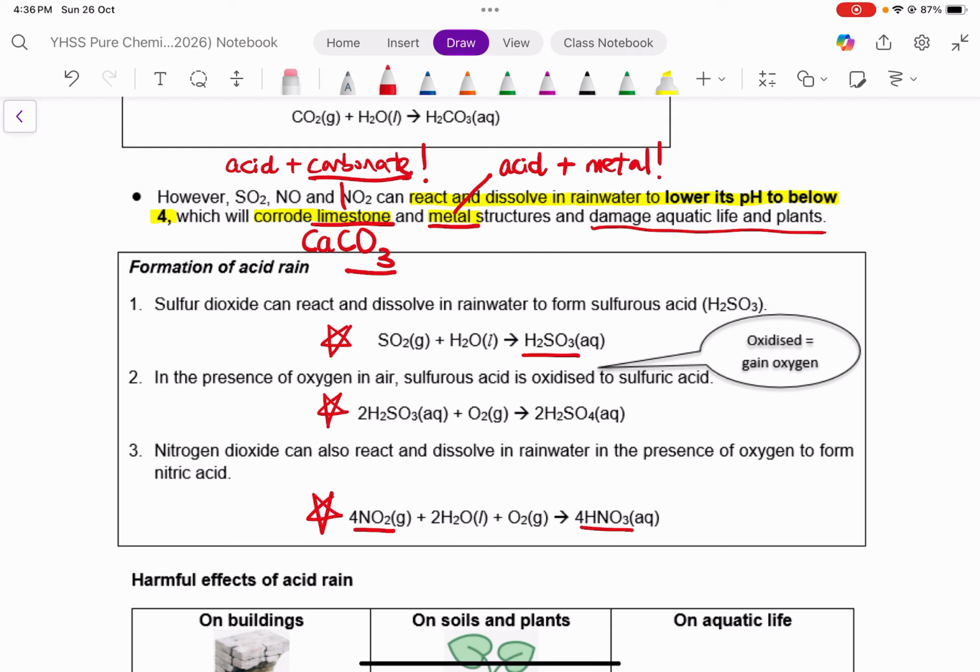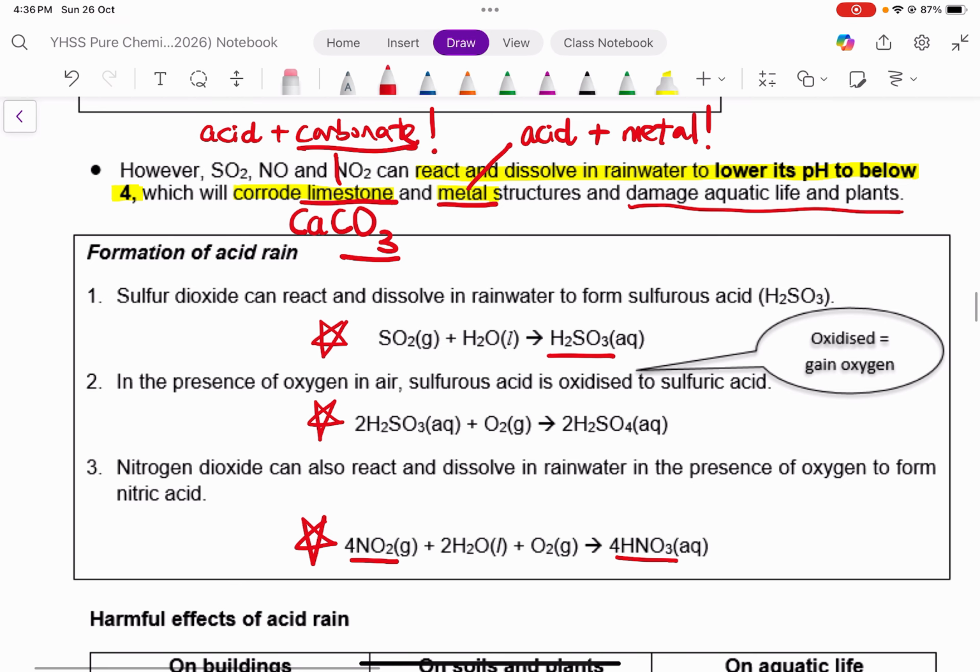Now this is a very complicated equation, as you can see. 4NO2 plus 2H2O plus O2 forms 4HNO3. Not only is this complicated, this is actually redox as well. How do you know it's redox? First, you can see it involves oxygen, right? It gained oxygen. That's a very clear-cut sign. But besides that, if you were to calculate the oxidation state of nitrogen, at the start, nitrogen in NO2 has a +4 oxidation state.